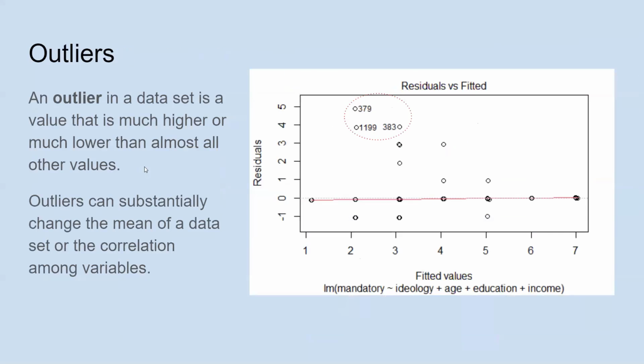So you maybe heard that before. An outlier in a data set is a value that is extremely higher or far lower than most of the other values. Outliers can substantially change the mean of a data set or the correlation among variables. So they can significantly alter the mean so that it might not be an appropriate average. It might not be an appropriate way to describe the data.